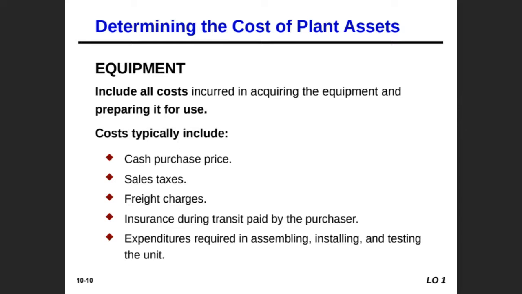What does insurance during transit mean? You purchase an equipment, let's say from Jeddah, and now you are bringing that equipment to Dammam or Jubail. So during transit means during transportation, you have to make sure that it does not get damaged. So you make some insurance for transportation. Okay. If you pay it by yourself, you have to put it in the cost, right? And also, if there is any cost for assembling, installing that equipment, and testing the equipment before you start running it, these all costs should be included in the cost of equipment.